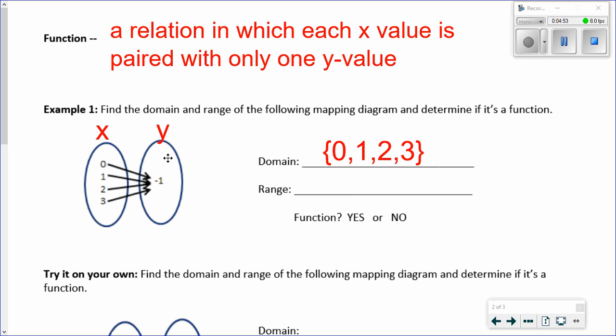You write all those numbers, which here it's only 1, but you would write them in order from least to greatest, don't have any repeating numbers. Just write it once and then put it in braces. So that is my range.